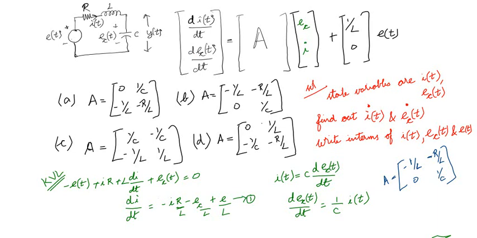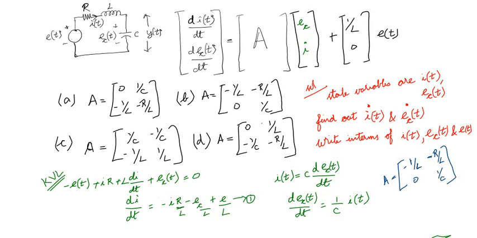First thing, what are the state variables present? They are I and Ec. Inductor current is I, capacitor voltage is Ec. Then what I have to do? I have to find I dot of t and Ec dot of t, the first order differentiation. I have to write them in terms of state variables and input. Input is E of t.